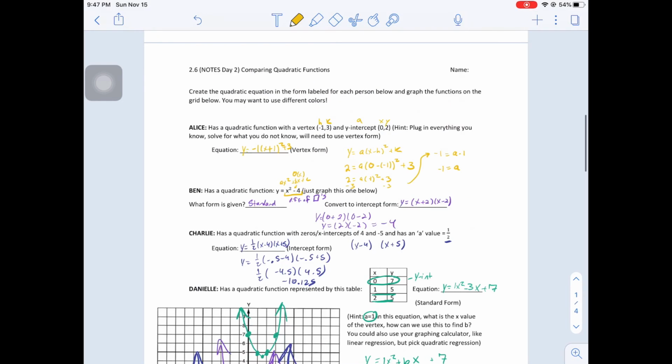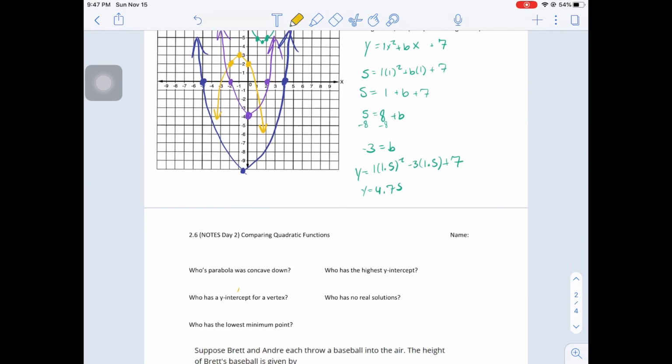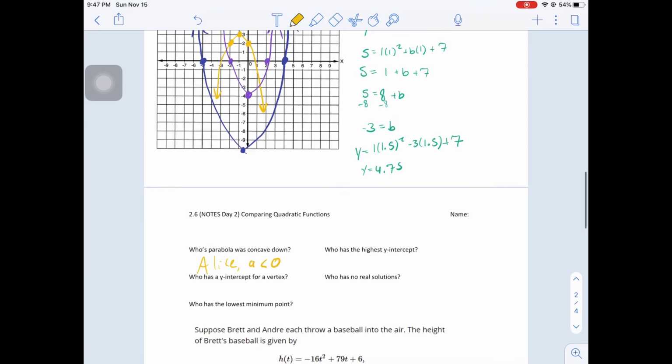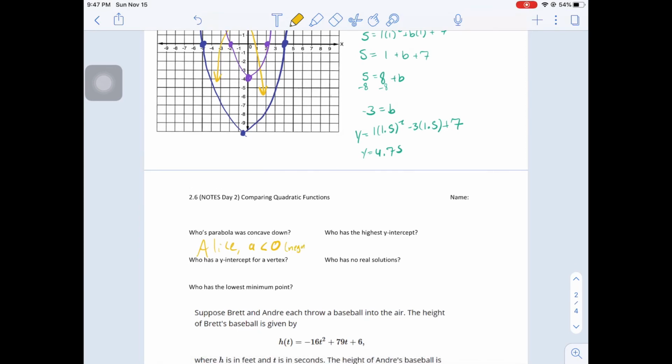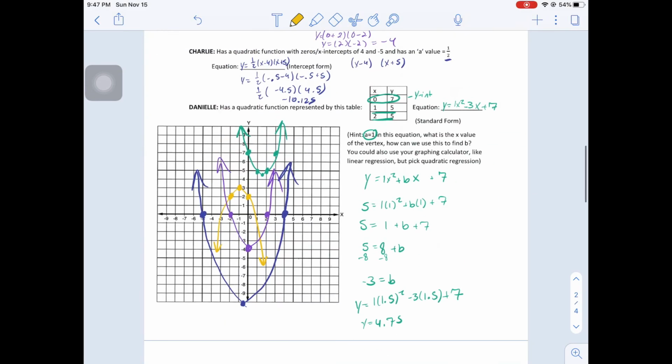Right? If we didn't have the graph, how do we know? Well, it's because Ben's, that's Alice. Sorry. Alice is yellow. How would we know if we didn't have the graph? Well, the a value is less than 0, so it's negative. That's how you would know that it's concave down.